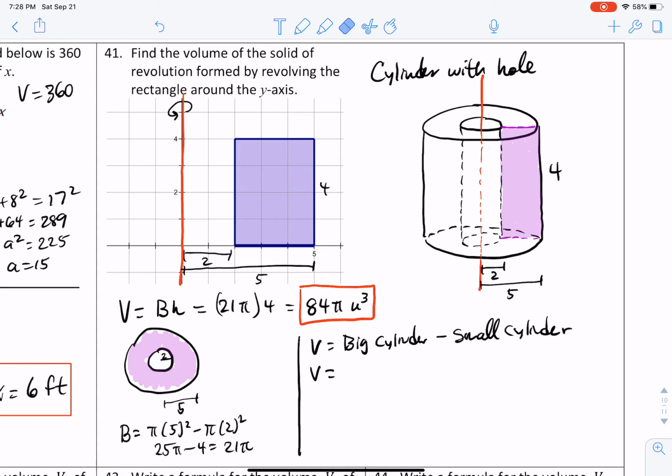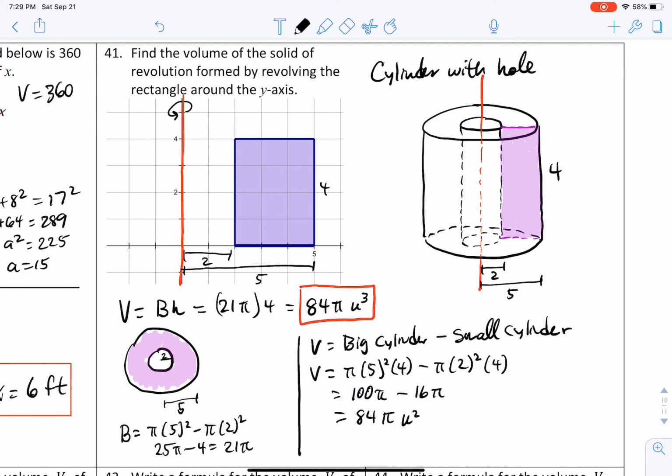So let's see. The volume of the big cylinder should be pi times our radius. Our big radius is 5. I'm going to square that and then multiply it times our height. Our height is 4. And then subtracting out the small cylinder as the hole from this thing, pi times the inner radius, which was 2, squared, also has a height of 4. All right, here we got 25 times 4, we get 100 pi, minus 2 squared is 4, 4 times 4 is 16, minus 16 pi. And if we take away 16 from 100, pretty sure, we get 84 pi. Let's see, yep, that sounds about right.